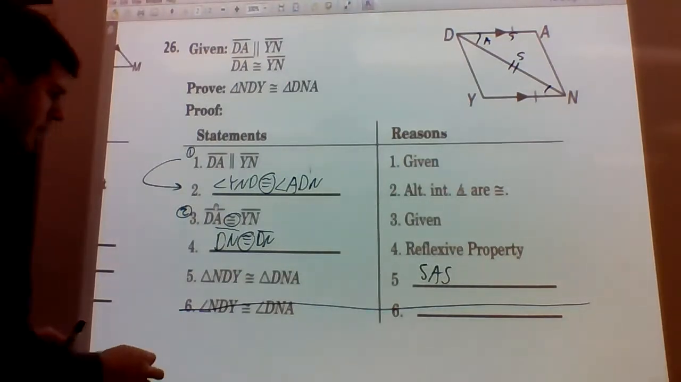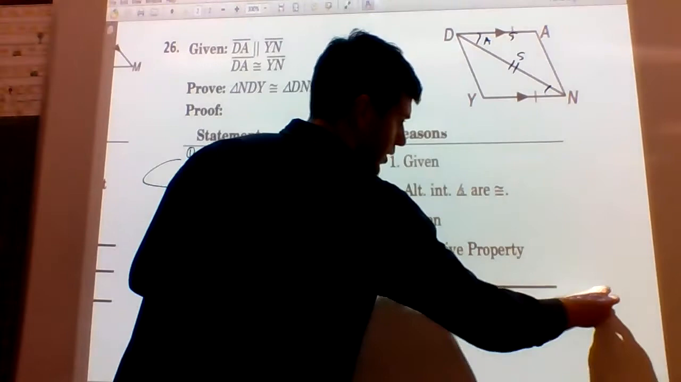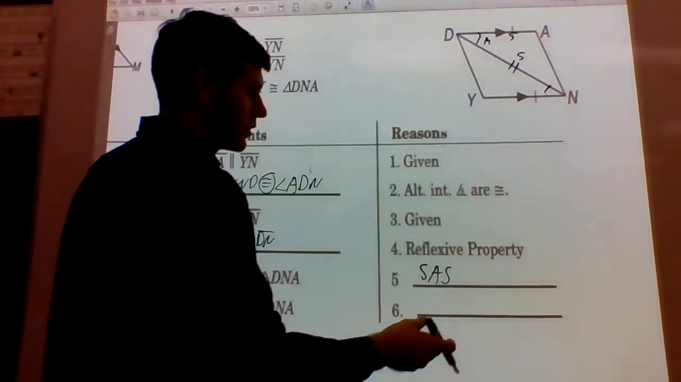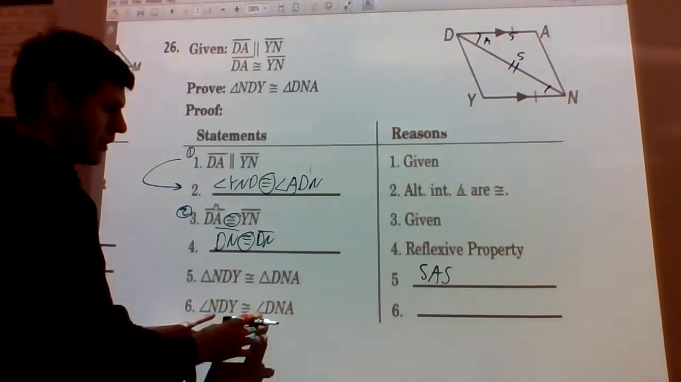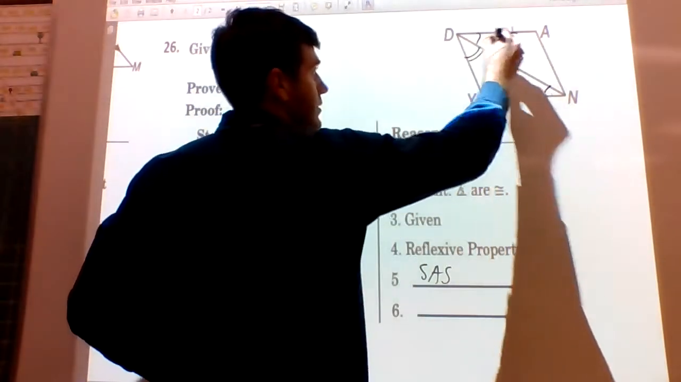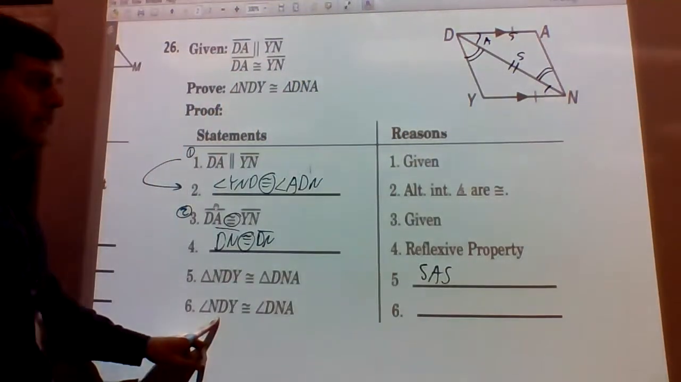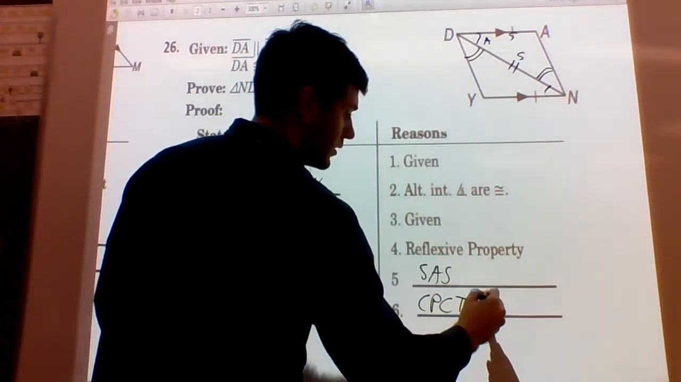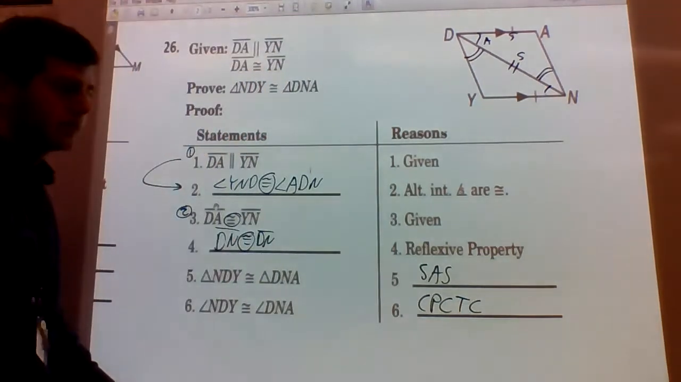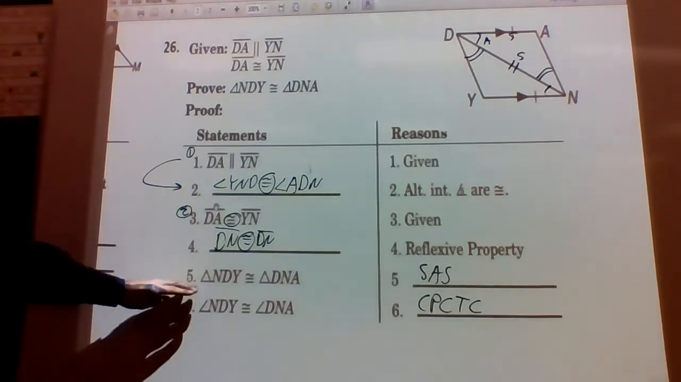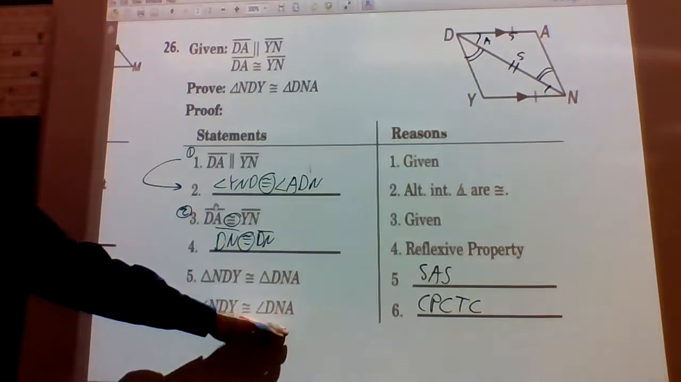Okay. The last step here, we talked about this, but we didn't do any proofs with it. We talked about how corresponding parts of congruent triangles are congruent. So since we know the triangles are congruent, we know that angle NDY is now congruent to angle DNA. We know that's congruent by the corresponding parts of congruent triangles are congruent, CPCTC. We talked about that principle, but we didn't do any proofs with it. So we really should just stop at step 5 here. Okay, you won't have this on the test.